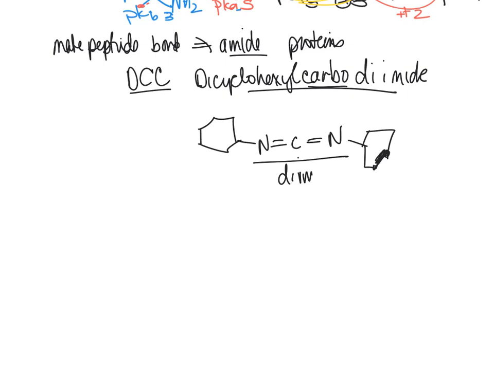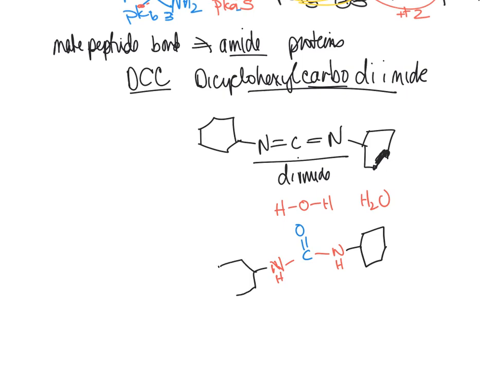So you see that's a diamide. And what this does is it will absorb a molecule of water, H2O. And the carbon becomes a carbonyl. And the nitrogens each get a hydrogen. And then they still have their cyclohexyl. So that's a dehydrating reagent. Dehydrating reagents take away water, one molecule of water.